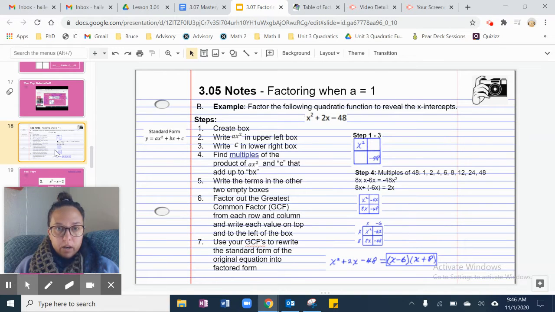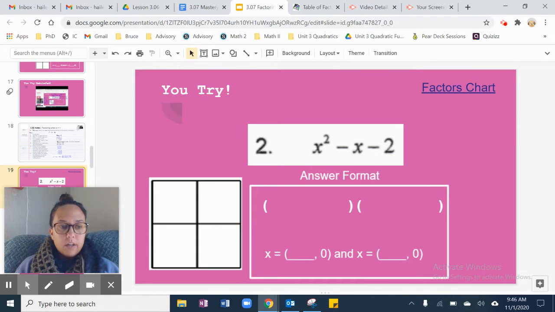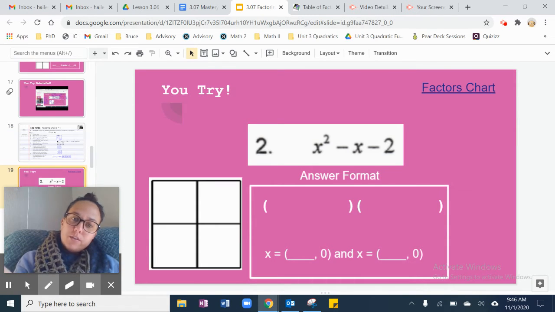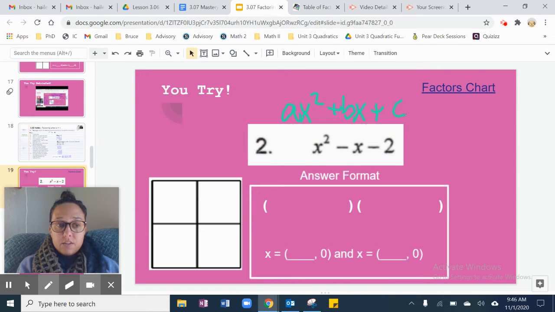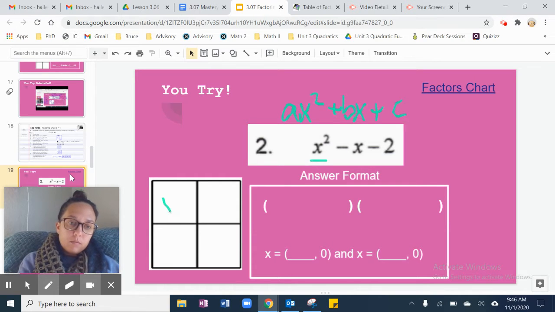Step 1 is create the box. That's done. Step 2 is we're going to put ax squared in the upper left-hand corner and c in the lower right-hand corner. So I'm going to write the standard form of a quadratic above the function we're given just to remind me where everything is. This is already in standard form. So ax squared is the x squared term, and then our c is our -2.